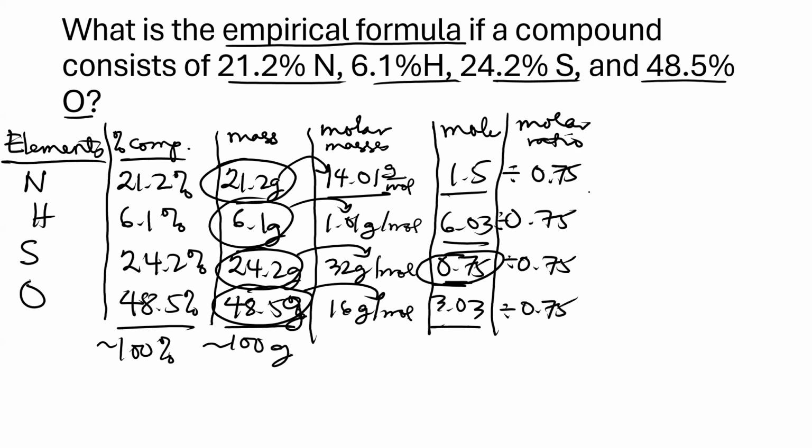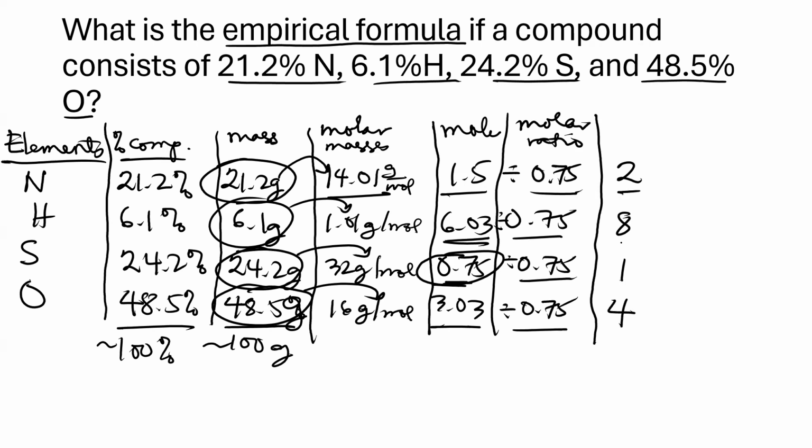So by now, I think you're working on this problem faster because you've already got the pattern on how to solve this particular problem. So 1.5 divided by 0.75, that would be 2. 6.03 divided by 0.75, that's 8. This would be 1, and this would be 4.